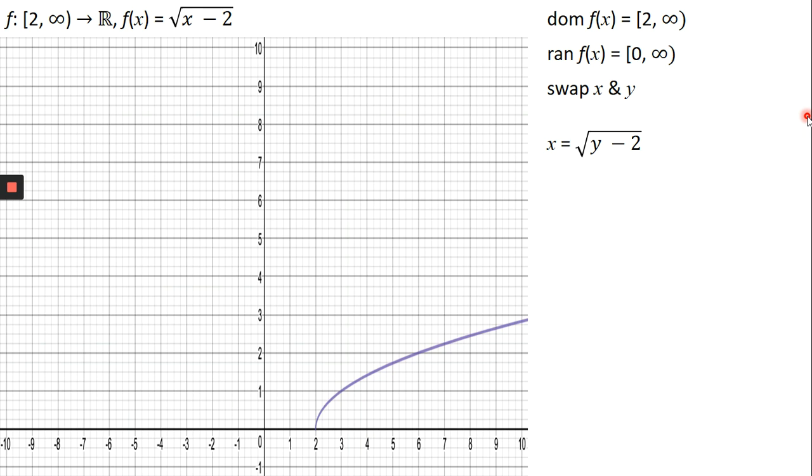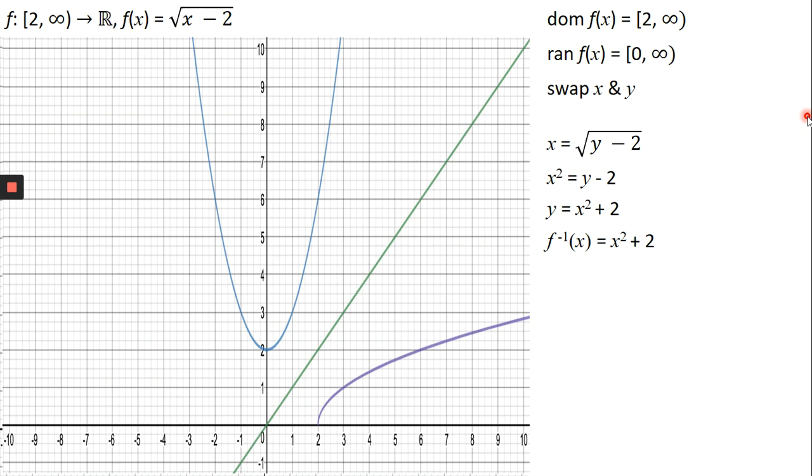So instead of writing y equals root x minus 2, I swap them around. X equals root y minus 2. Square both sides, rearrange. Y equals x squared plus 2. So the inverse function, f to the minus 1 of x, is x squared plus 2.